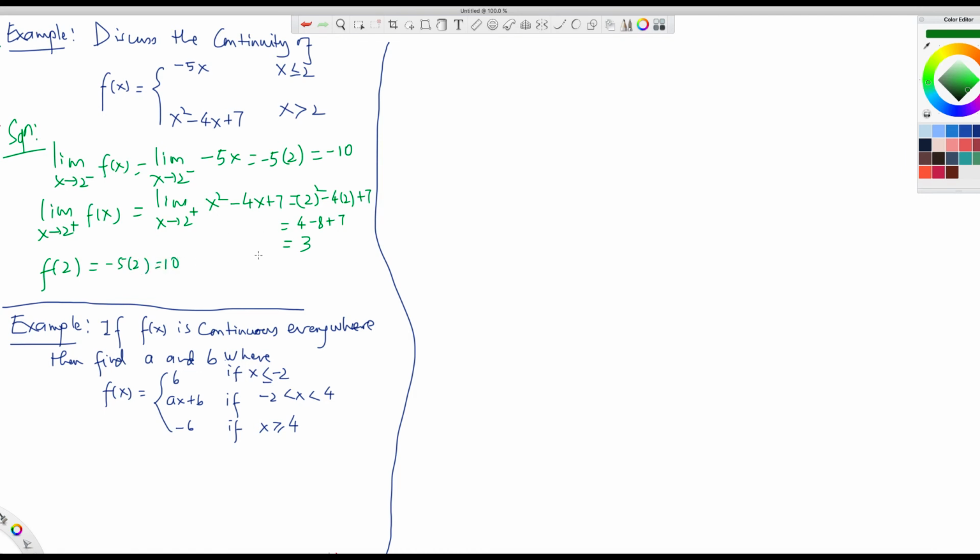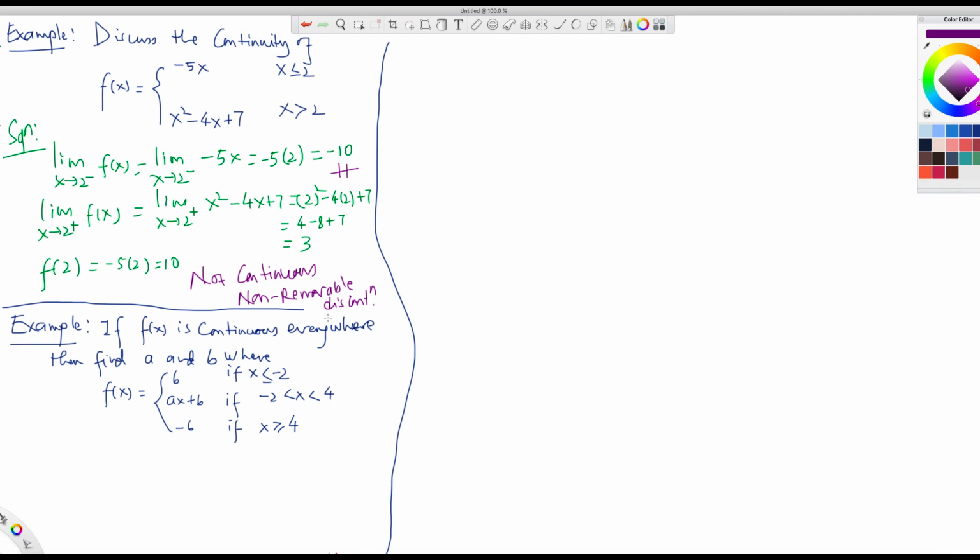So the limit does not exist. They are not equal, right? This is not equal to that one. So the limit does not exist means the function is not continuous. So basically it has non-removable discontinuity. So not continuous. I would say non-removable discontinuity. So if the function is not continuous, then you may want to decide whether it is removable discontinuity or non-removable discontinuity.